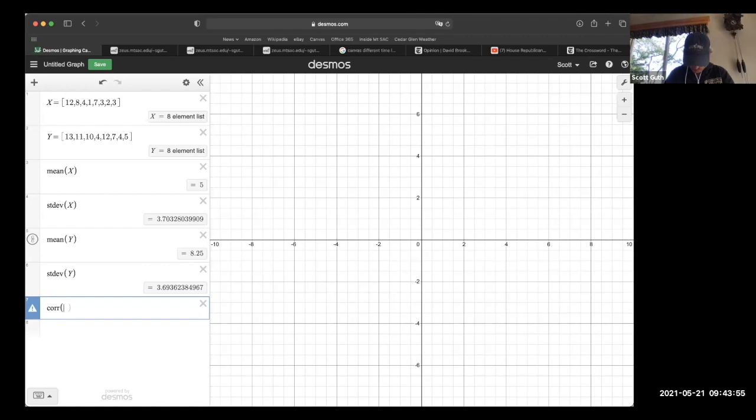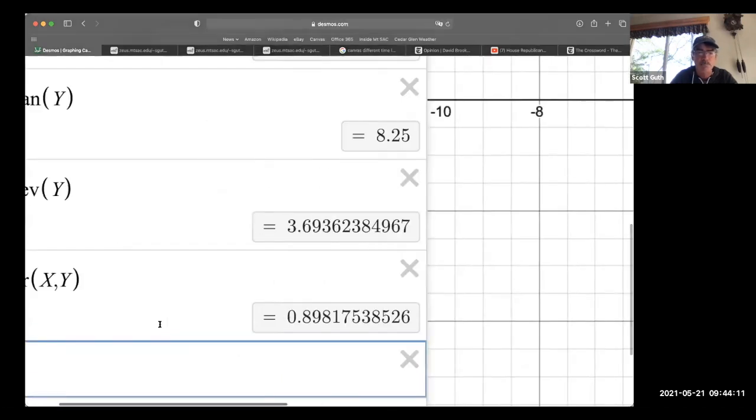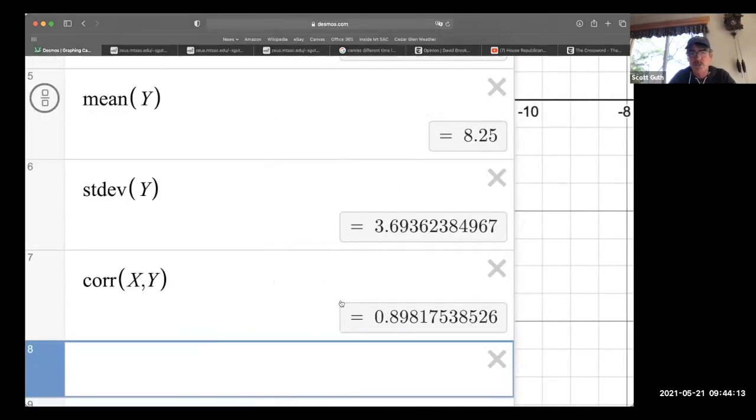And then corr of X comma Y. So that's 0.8982, which is exactly what we got by hand. So our correlation coefficient, after we did tons of rounding to get that number, did not damage the answer much. It's pretty good, actually.